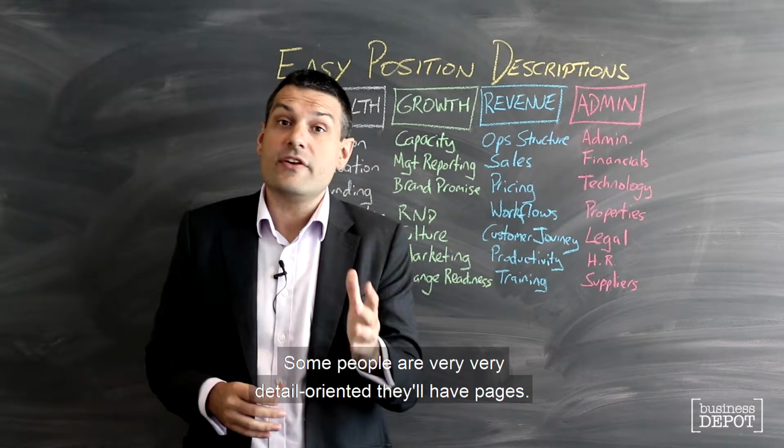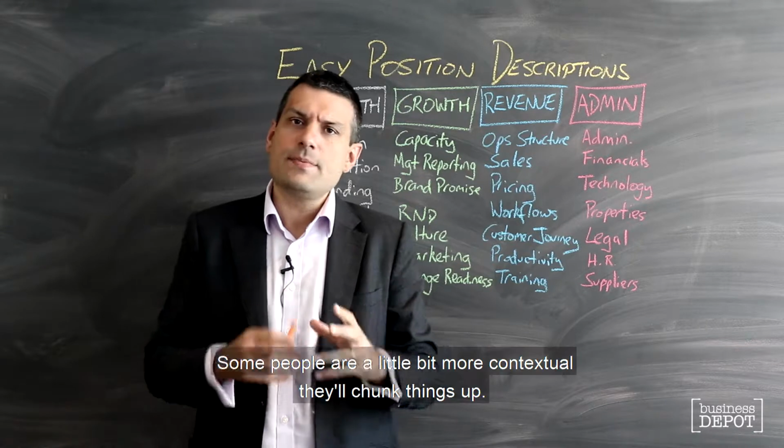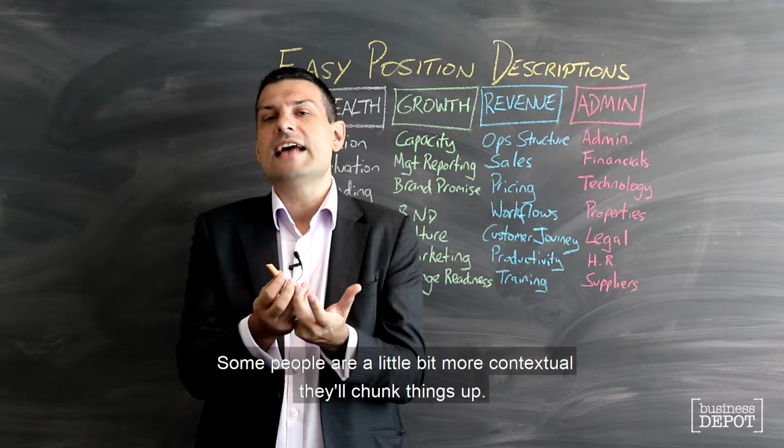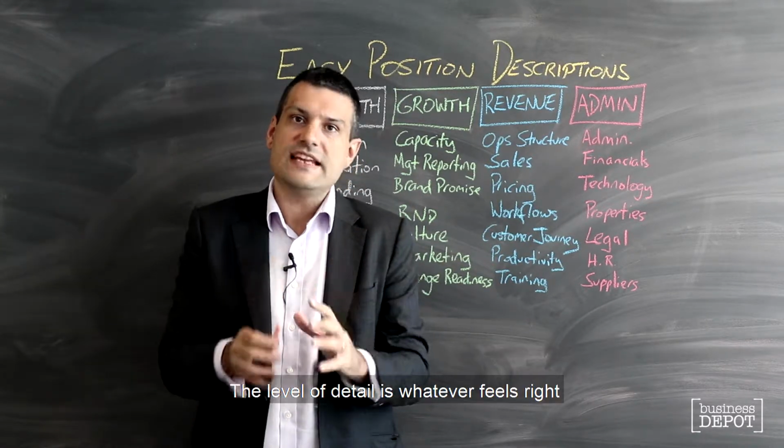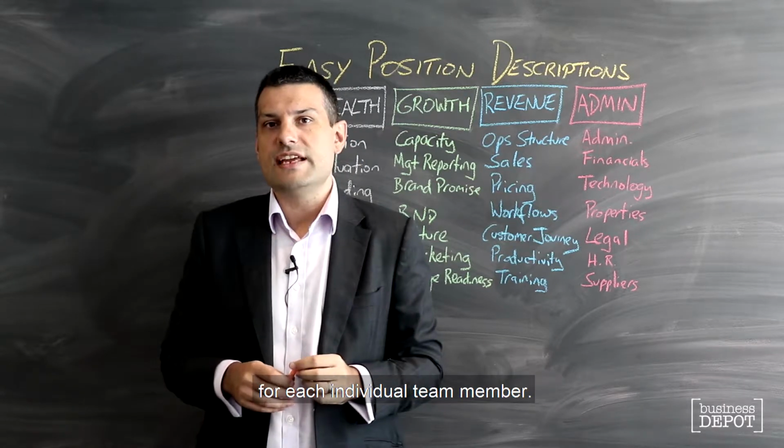Some people are very, very detail oriented. They'll have pages. Some people are a little bit more contextual. They'll chunk things up. That's okay too. The level of detail is whatever feels right for each individual team member.